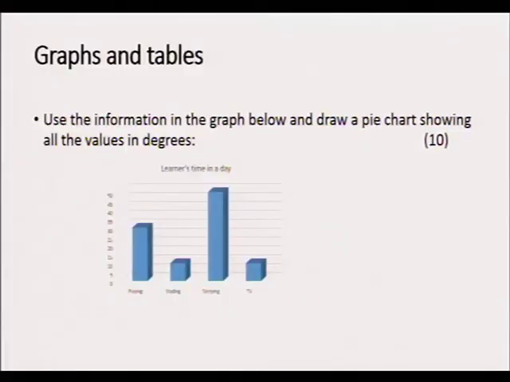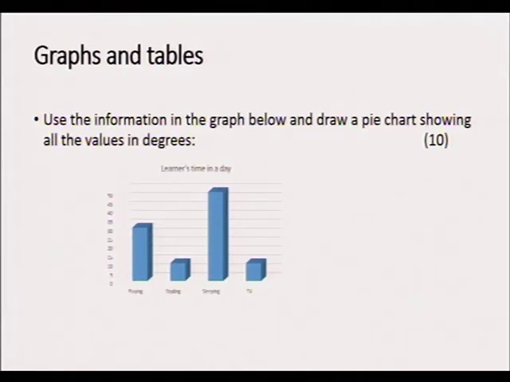Now, the very first thing that I want us to look at is the graphs. Say, for example, you have been given this one in the examination. They say, use the information in the table below and draw a pie chart showing all the values in degrees. When you look at the table here, you see that there is a learner's time in a day. In other words, how much time a learner spends in a day, and they want you to write this as a pie. So what is it that you are going to do?